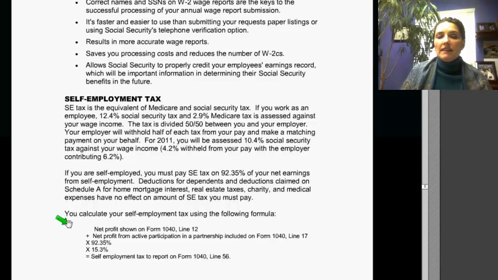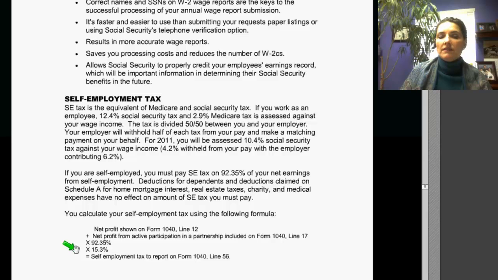You begin by taking the net profit shown on Form 1040, line 12. You add to that the net profit from active participation in a partnership that you included on Form 1040, line 17. You multiply that total by 92.35%, and then you multiply that by 15.3%. That will equal the self-employment tax that you need to report on Form 1040, line 56.